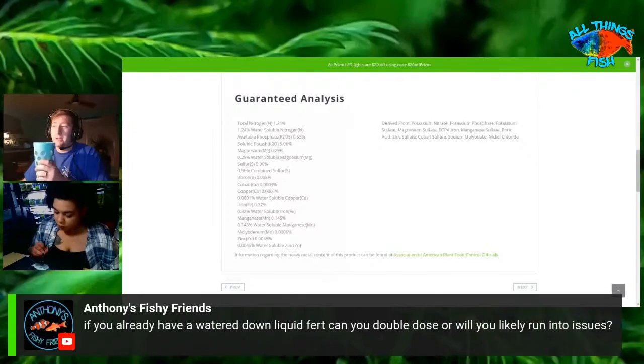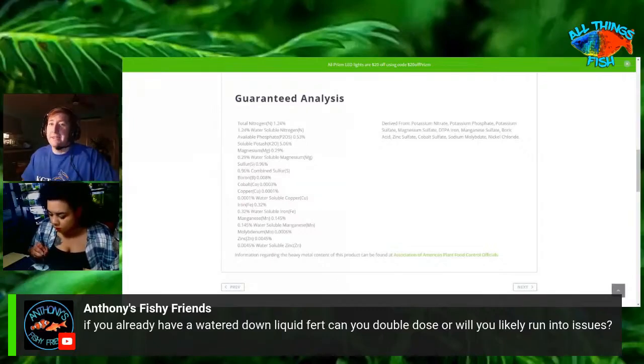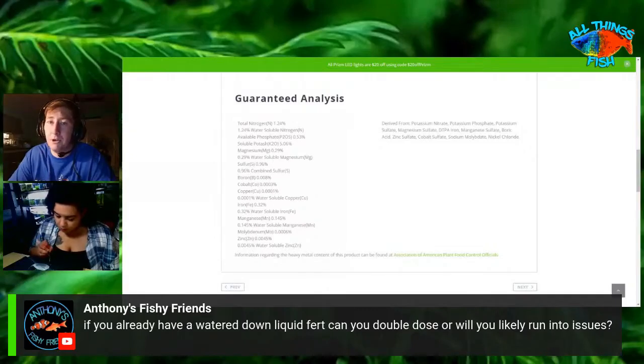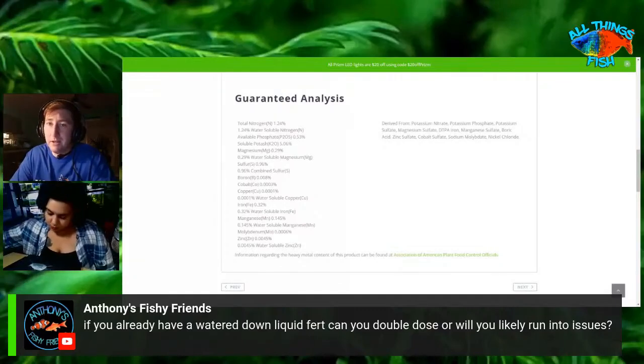Anthony asked, if you already have a watered down liquid fertilizer, can you double dose or will you likely run into problems? I would say yes, you can double dose, especially with the weaker liquid type fertilizers. They deliver a very small amount of nutrients, whether it's something like a Flourish Comprehensive that delivers several nutrients in a small amount, or whatnot.